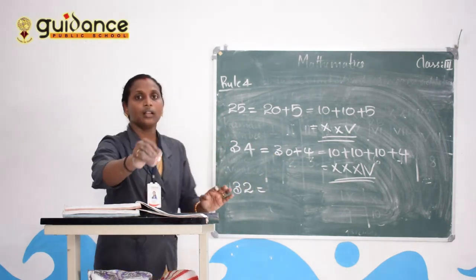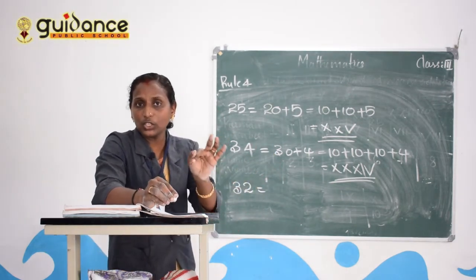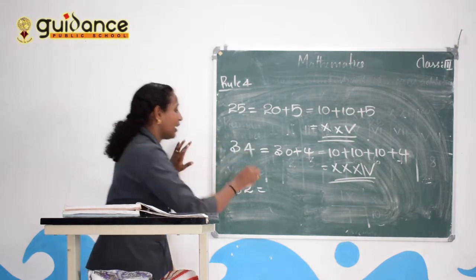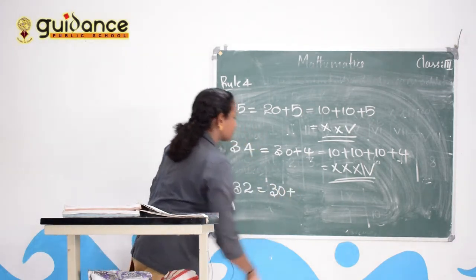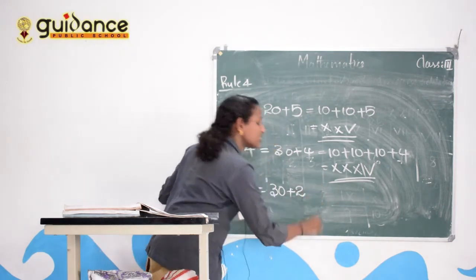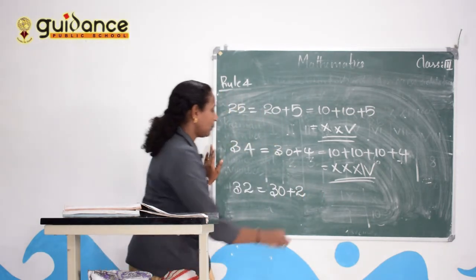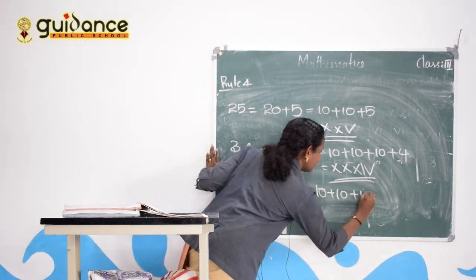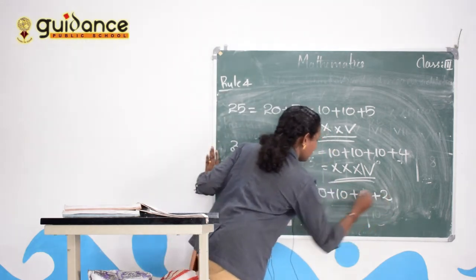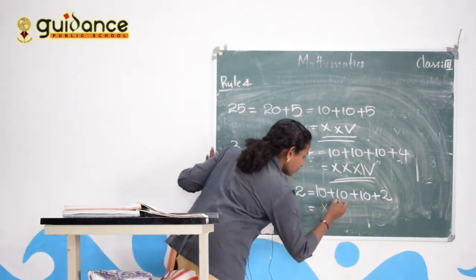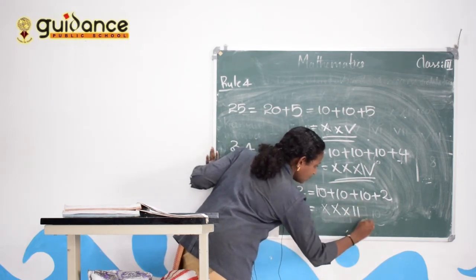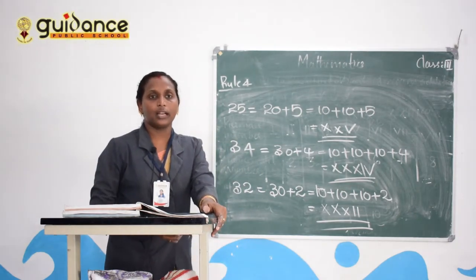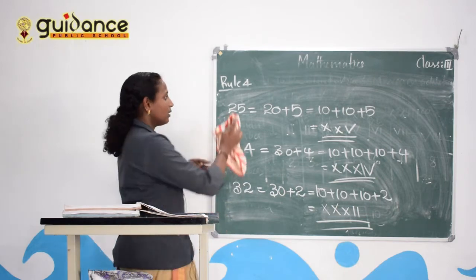32. 32 has how many tens? 32 has 3 tens and how many ones? 2 ones. That means we will write 3 tens, that means 30, plus 2 ones. That means 30 we have to write 10 plus 10 plus 10, then 2. The Roman number of 10 is X, then again X, then again X, then 2. So this is the Roman numeral.